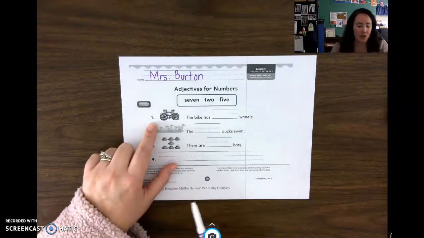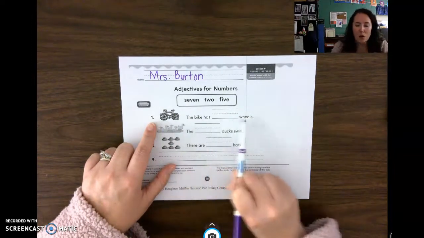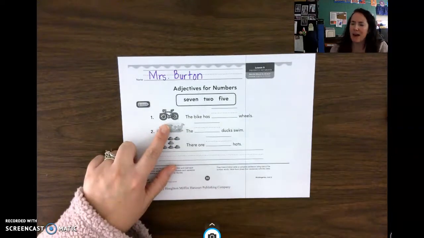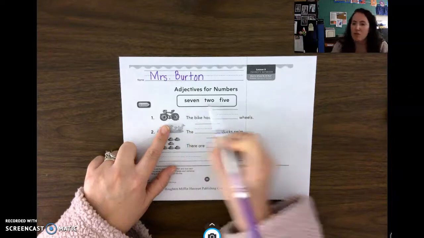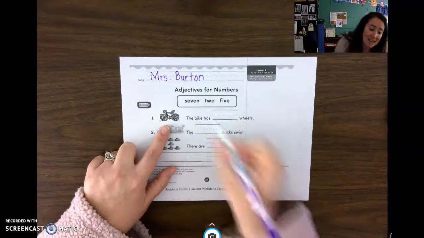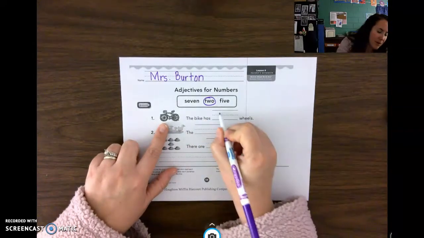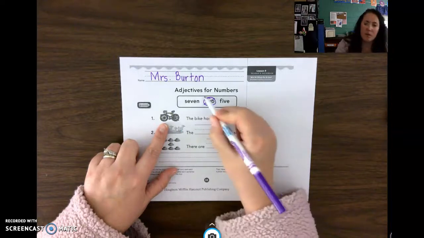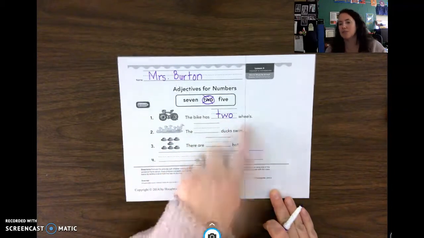We have a bicycle, and the sentence says the bike has blank wheels. Which one of those number words would we use to tell how many wheels the bike has, to describe the number of wheels? Are there seven wheels, two, or five? I see two wheels, so we're going to circle the number word two, and we're going to copy it on this line, T, W, O, and we can mark it out that we've used it. The bike has two wheels.